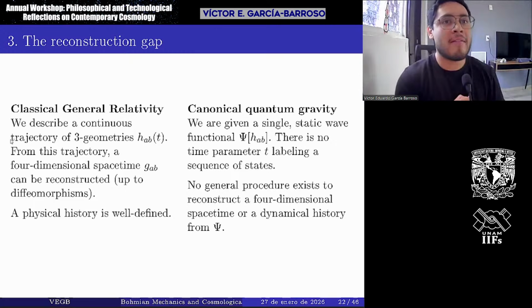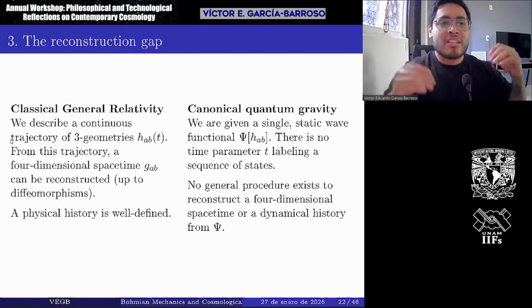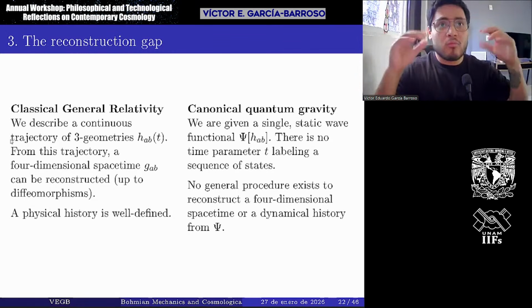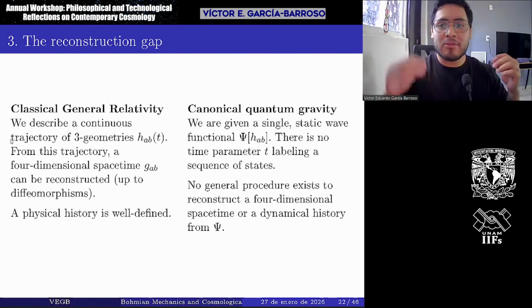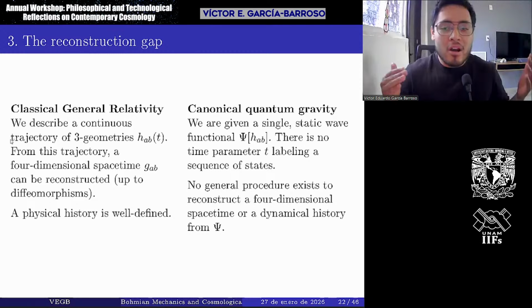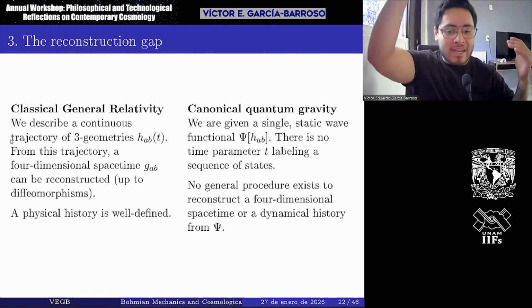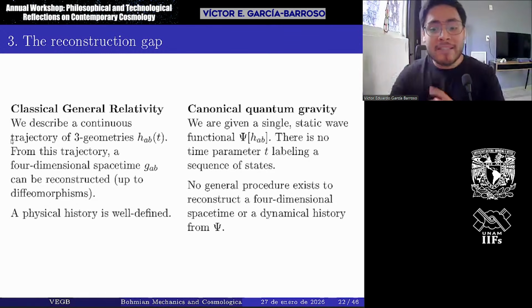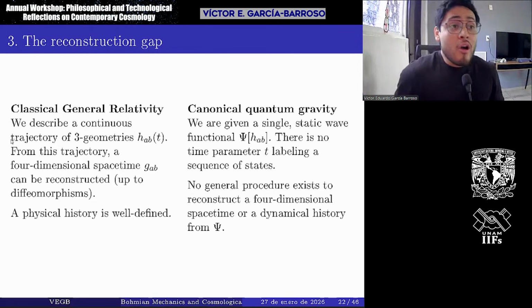In the Hamiltonian formulation of GR, we foliate the space-time. So the dynamics is what changes, or how information changes, from one hypersurface to another, and we have a movie of geometries evolving in time. In quantum gravity, we have a single picture. We don't know how to reconstruct the movie from that static picture.